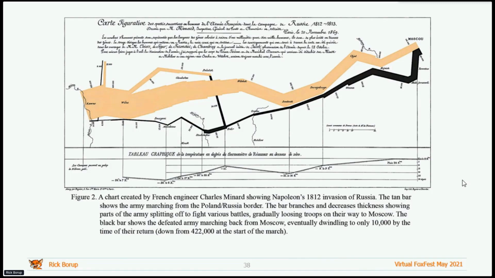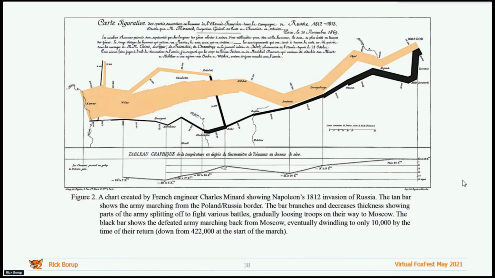The black line moving from the upper right to the lower left is the retreat, or the return, if you will, from Moscow back to the origin point. Again, the width of the bar showing the relative size of the army as it gets back and splitting off in a couple of cases to fight other battles, returning with about 10,000 out of an original 400,000 plus.